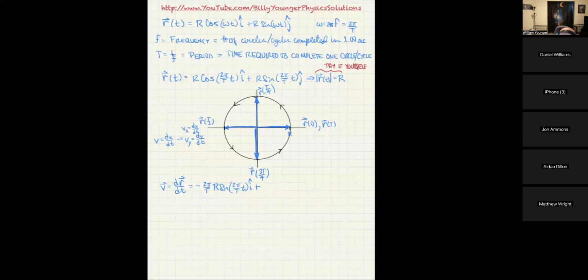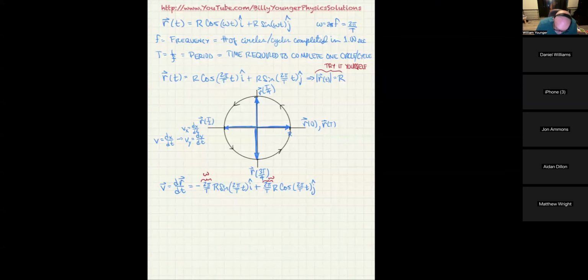Now, when I take the derivative of the next term, that's the derivative of sine, which gives me positive cosine, but I still have to do the chain rule stuff, so that's still going to be 2 pi over T times R times, this time, the cosine of 2 pi over T times lowercase t, j hat. Now, I will remind you that it's perfectly acceptable to realize that this 2 pi over T is omega, and so is this one. Okay, so that might be kind of helpful.